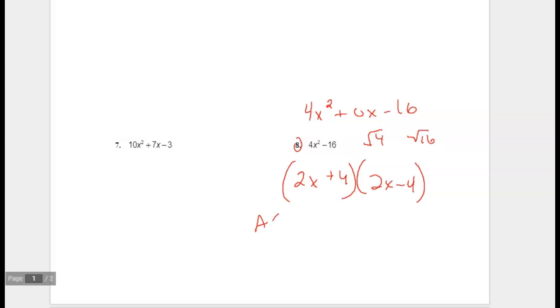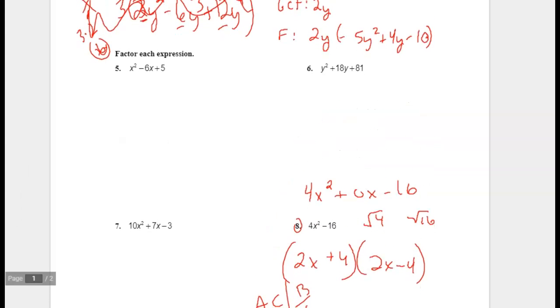So you need your a times c is negative 64. And then you need things that add to get 0. Okay, and you can carry the problem out there, but hopefully you just recognize it's a special case. This one was also a special case, but you can just do it the old school way.